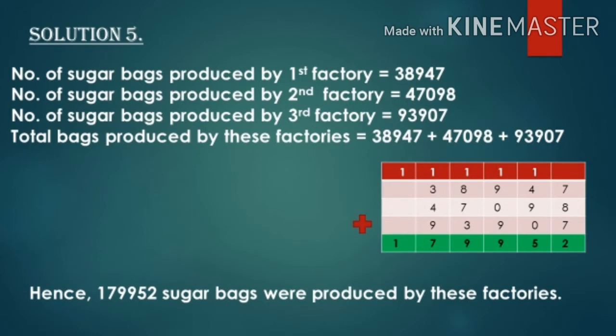So here you will add all three numbers, that is 38,947, 47,098, 93,907 by arranging in columns. Now the sum is 1,79,952. So you will write the last statement that the factories produced 1,79,952 sugar bags in all.